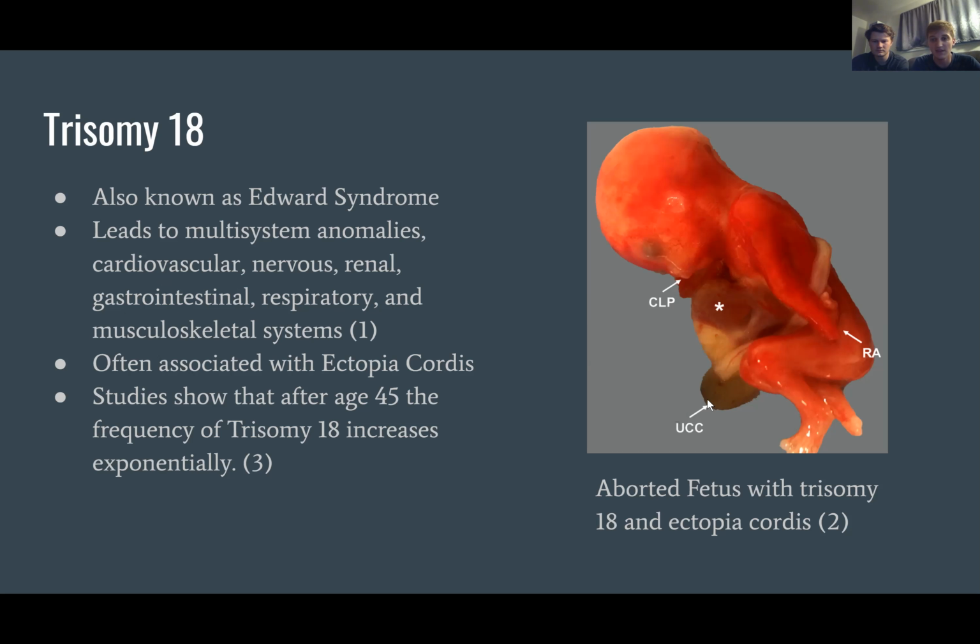And here's a picture of the aborted fetus. Obviously, you can see this heart is outside of the cavity, not where it's supposed to be. Studies have shown that after the age of 45, women that bear children, the chances of them having trisomy 18 are increased. So those are a couple of the things that can lead to Ectopia cordis.